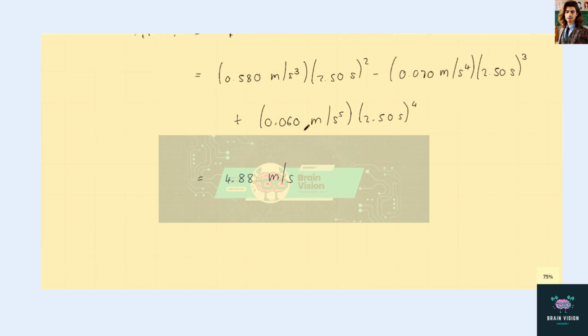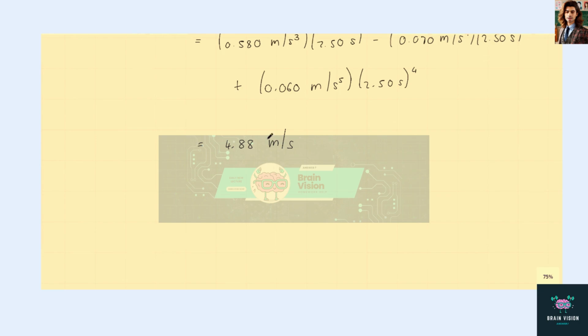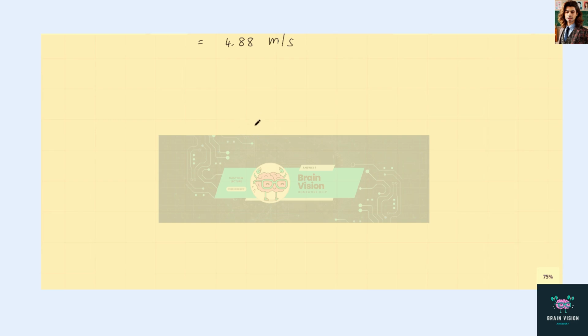So now we have the initial velocity at t equal to 0, which is 0, and the velocity at t equal to 2.5, which is 4.88 meters per second. The change in kinetic energy during this interval is therefore the initial kinetic energy plus the non-conservative work done is equal to the final kinetic energy. So Ki plus W is equal to Kf. From here we can calculate the change in kinetic energy.